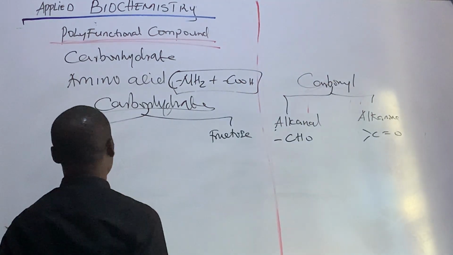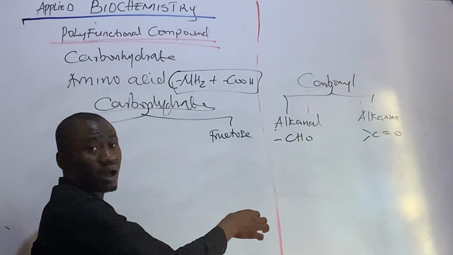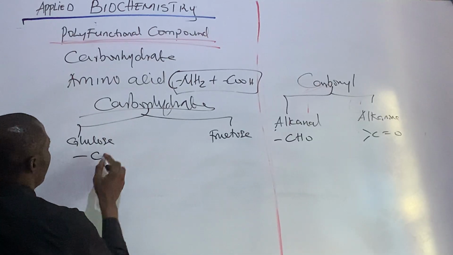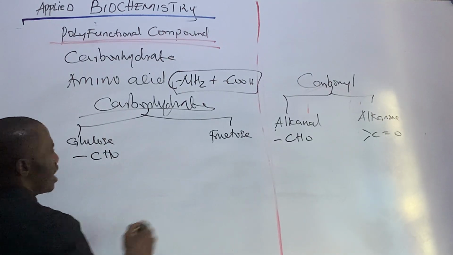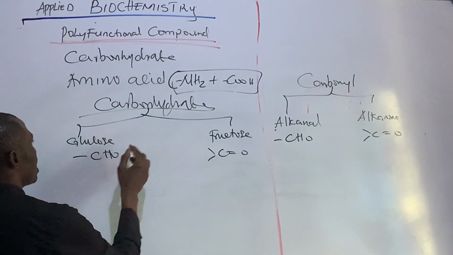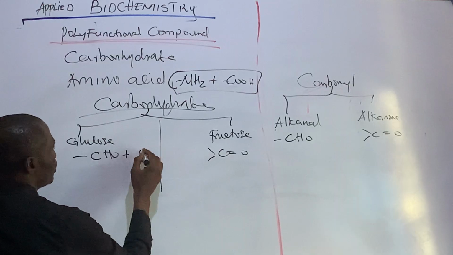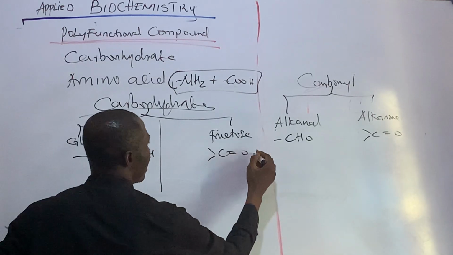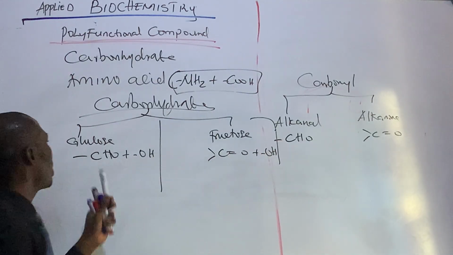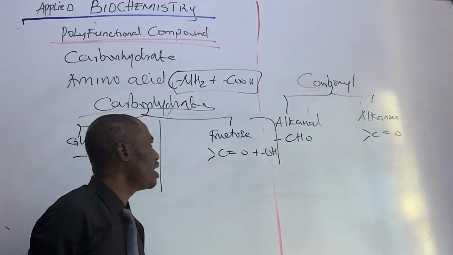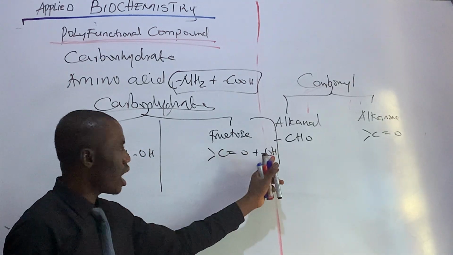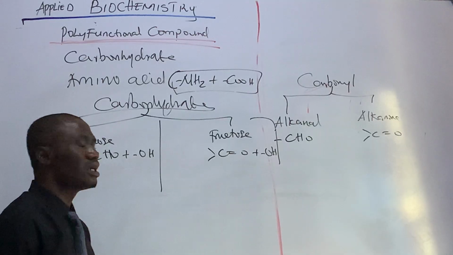All right? So we're going to bring these functional groups to this side. Now we have this functional group, which is the alkanal. We have the other functional group, which is the alkanone. Now, if you add a hydroxyl to it, you're going to be having glucose. You're going to be having fructose. Because of these two functional groups, alkanal and hydroxyl, alkanone and hydroxyl.